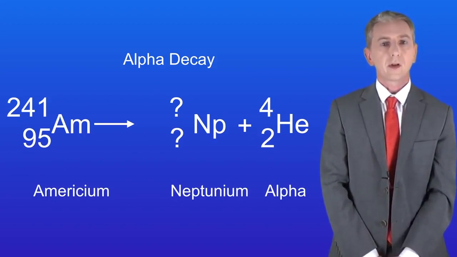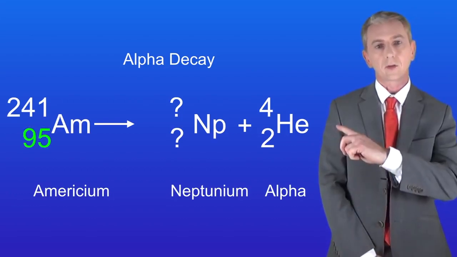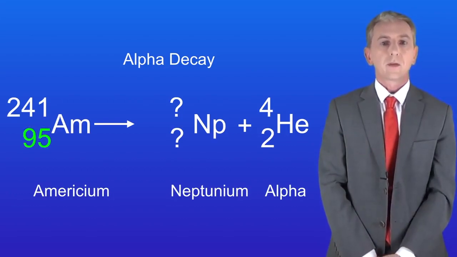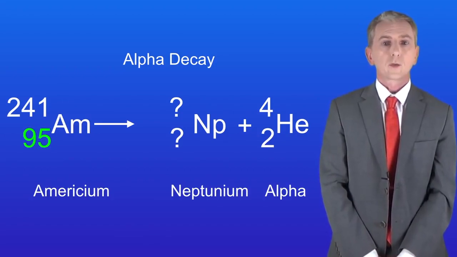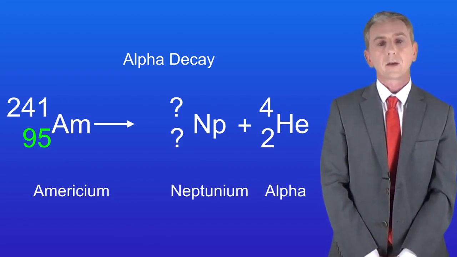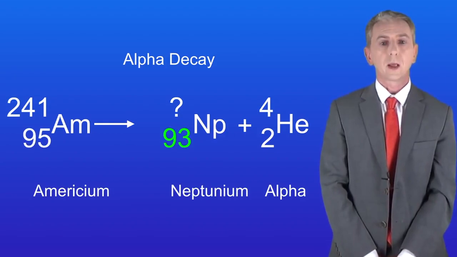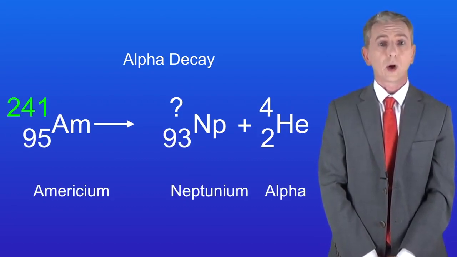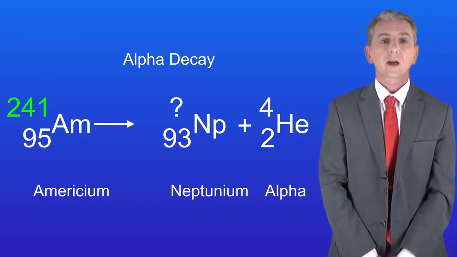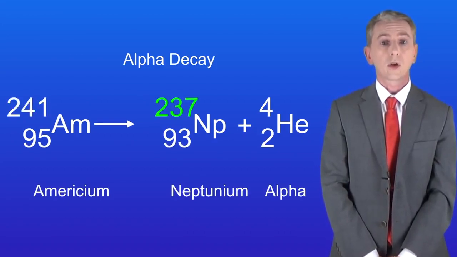Okay, the atomic number of americium is 95, and there it is. The atomic number of an alpha particle is 2. Subtracting 2 from 95 gives us an atomic number of 93 for neptunium. The mass number of americium is 241. And the mass number of an alpha particle is 4. Subtracting 4 from 241 gives us a mass number of 237 for this isotope of neptunium.